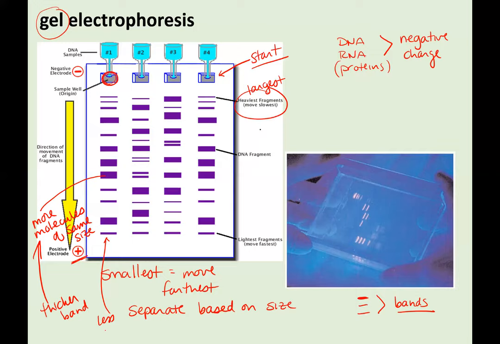So think if we all got trapped, right? There was a whole bunch of us, we'd make a big thick mass. And if there was a few of us, we'd make a little skinnier mass. So heaviest moves slower than lightest or smallest. And then the thickness of the band tells you how much. So for instance, if we look over here, this has more DNA than that one. And the fainter you get, the less DNA or RNA you have.